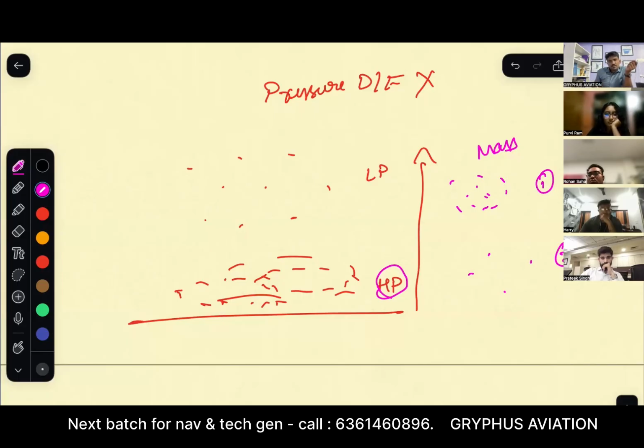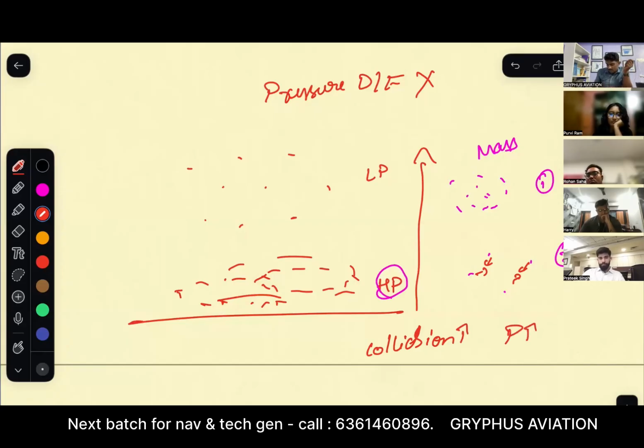Now here, when the air molecules are lesser, there is very little chance that air molecules are going to collide with each other. Now, how does pressure work? If the collision is more, when two objects collide with each other, it will generate energy, kinetic energy, and temperature. So when the collision increases, pressure will also increase.